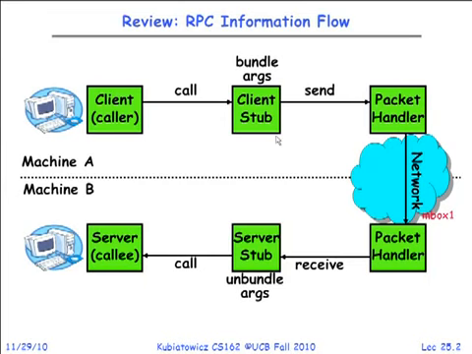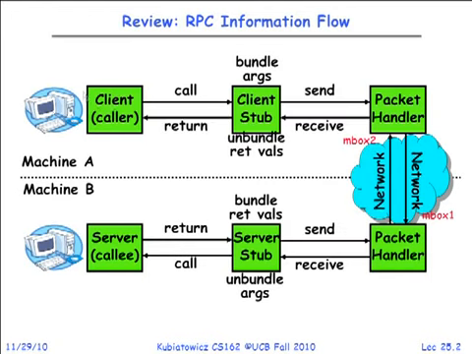Okay, now how do we get the result? Well, the result comes back as a return. The return is then bundled back into a message. The message is sent by a packet handler to some other mailbox on the original client. It's unpacked by the client stub, and it's returned. And so as far as the client's concerned, it got a return. And as far as the server is concerned, it was called and it returned values. Are there any questions on this?